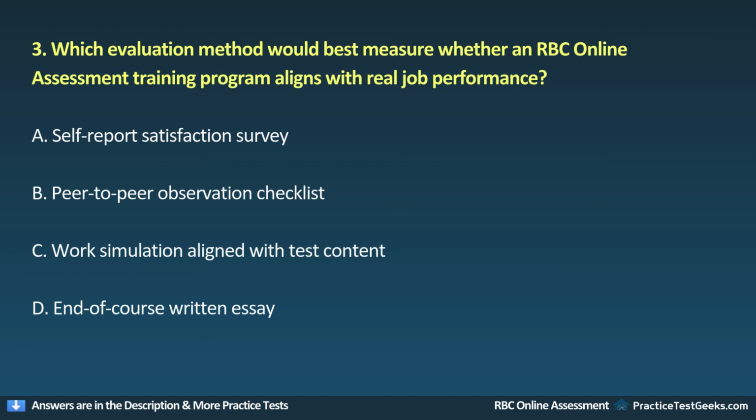3. Which evaluation method would best measure whether an RBC online assessment training program aligns with real job performance? A. Self-report satisfaction survey. B. Peer-to-peer observation checklist. C. Work simulation aligned with test content. D. End-of-course written essay.